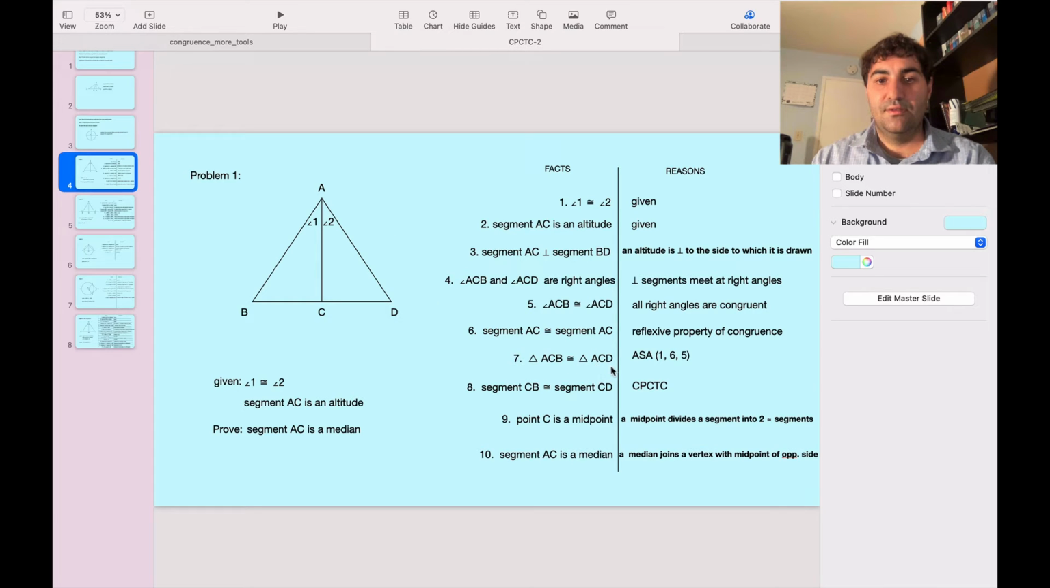Since we established the congruence of these two triangles, we can deduce that segment CB is congruent to segment CD. Corresponding parts of congruent triangles are congruent. So since these two segments are congruent, we know that point C is going to be the midpoint of segment BD. Why? Because a midpoint divides a segment into two congruent segments. And then finally we know that segment AC is a median. Why? Because the median joins a vertex of a triangle and the midpoint of its opposite side.